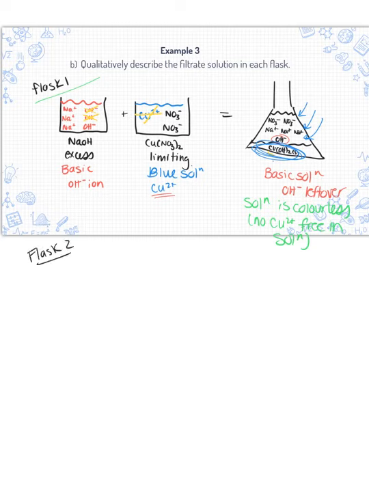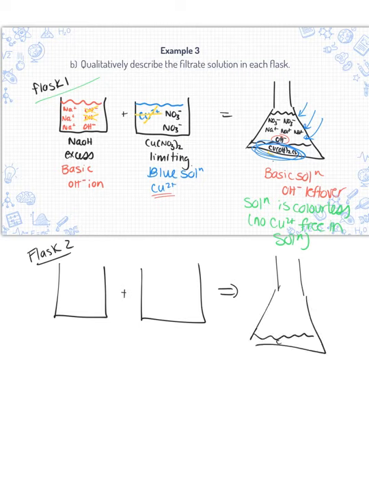Very similar idea. So we're going to draw our 2 solutions that we have in beakers. We add them together and we make the same precipitate, CuOH2, in the bottom of our Erlenmeyer flask. And we're going to decide what ions are still floating around. So we had NaOH, and this time it was our limiting reagent. So we're going to have a very few of these. I'm going to say that we'll have 2.